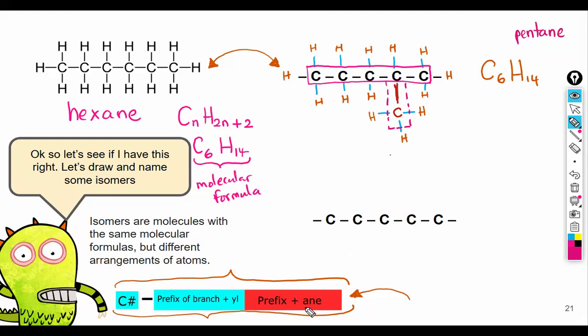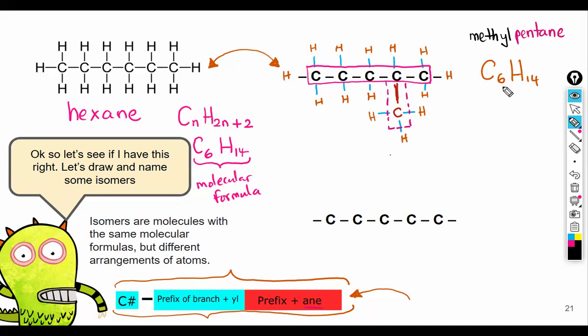So the main branch always ends with "ane" and it has 5 carbons. The branch itself only has 1 carbon. That's this blue part here. Remember, the branch always ends with YL. Since the branch only has 1 carbon, its name will be meth. Meth means that the branch has 1 carbon, all branches end with YL, and the pink part is the main part.